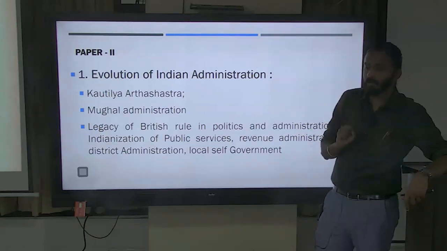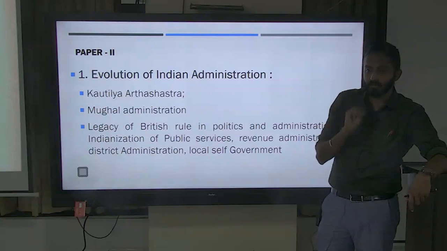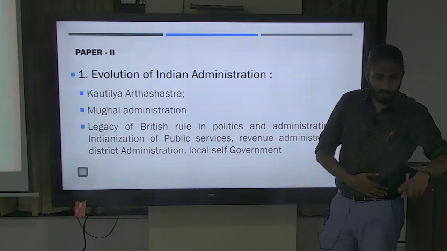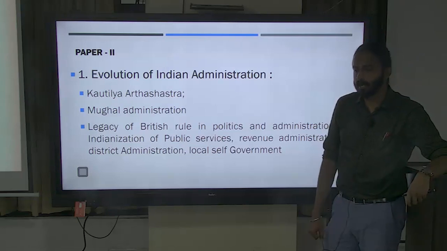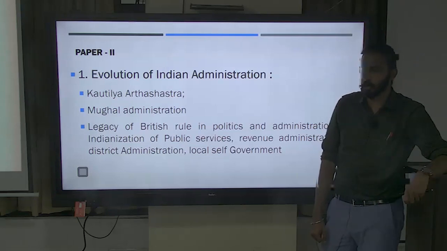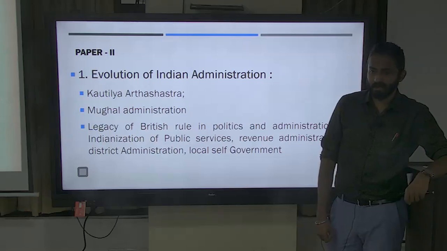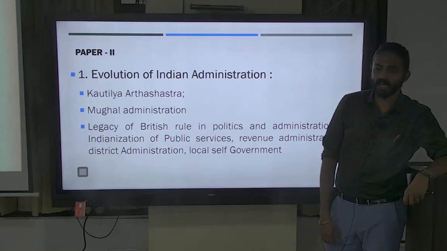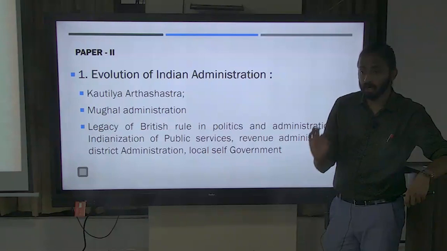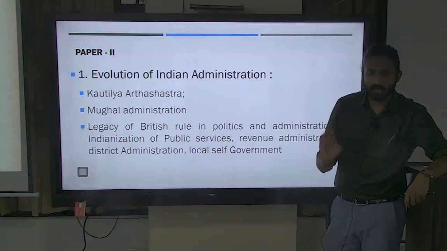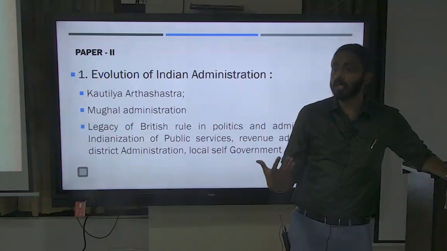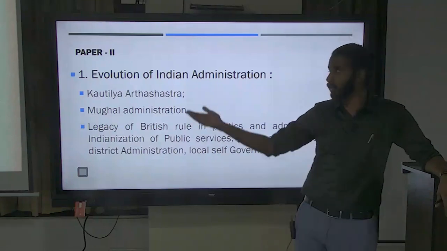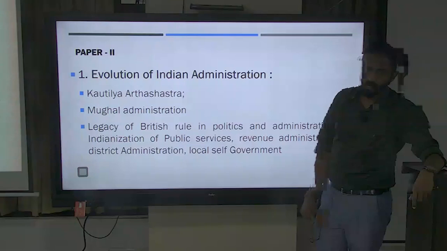So there are three specific areas we will study in Indian administration. First major book written on Indian administration was by a person called Kautilya. He is popularly called Chanakya. Chanakya's Arthashastra. So this Chanakya's Arthashastra is considered a treatise, the best book on good governance and administration. So we have to study about Kautilya and his Arthashastra.